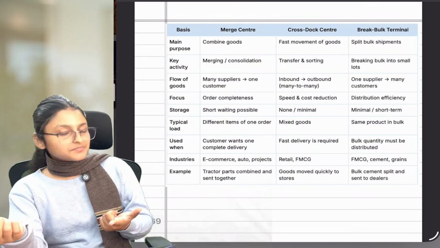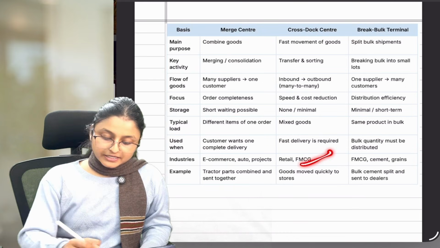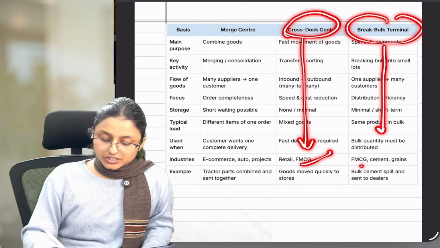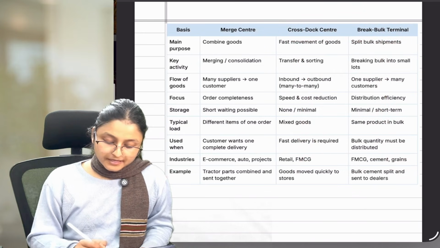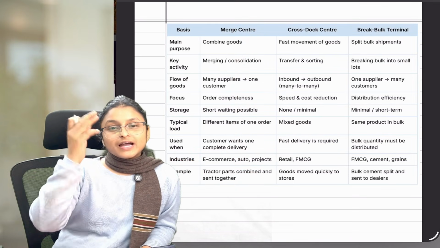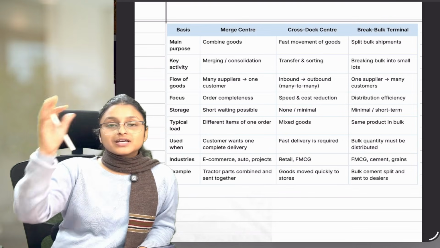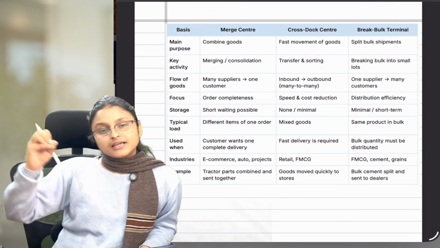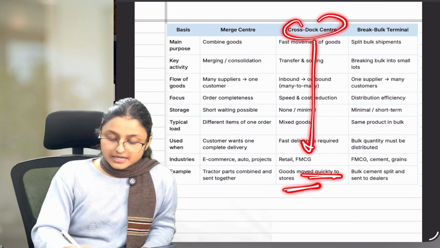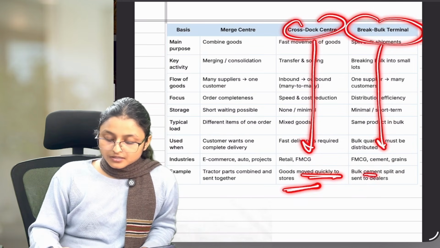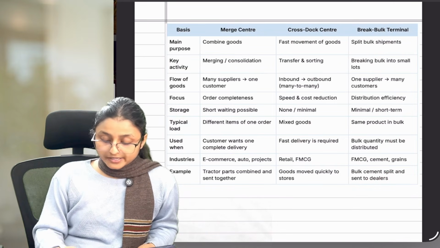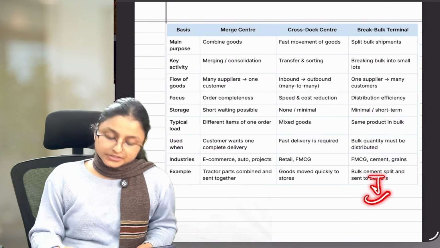And this is what happens in merge center, right? For retail and FMCG like Walmart's case, we use cross dock and break bulk is used in FMCG, cement and grains case. We can see examples like tractors part combined and sent together, or factory 1, 2, 3 make different products and they are collected together and sent to the dealer. Cross dock terminal goods moved quickly to stores, and break bulk terminal, that means bulk product is split into different parts and sent to the dealer. Product can be anything. Here we have taken example of cements.